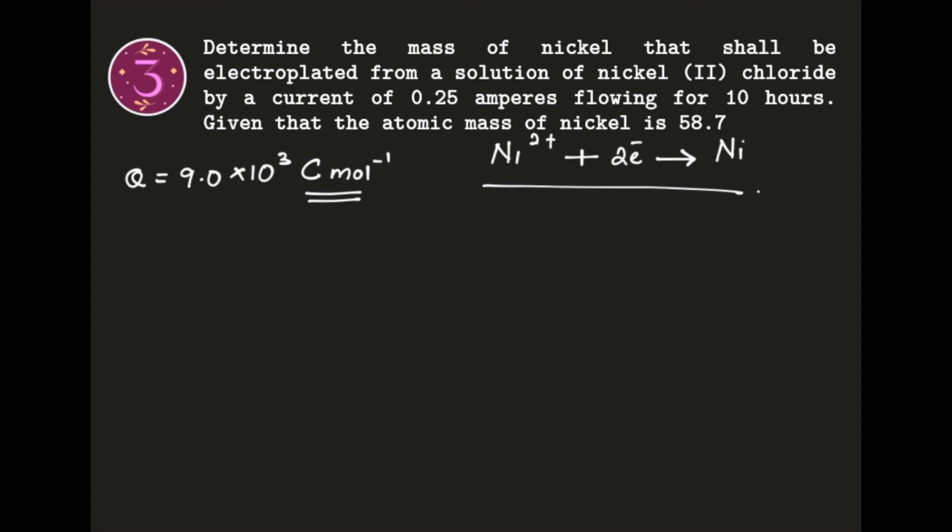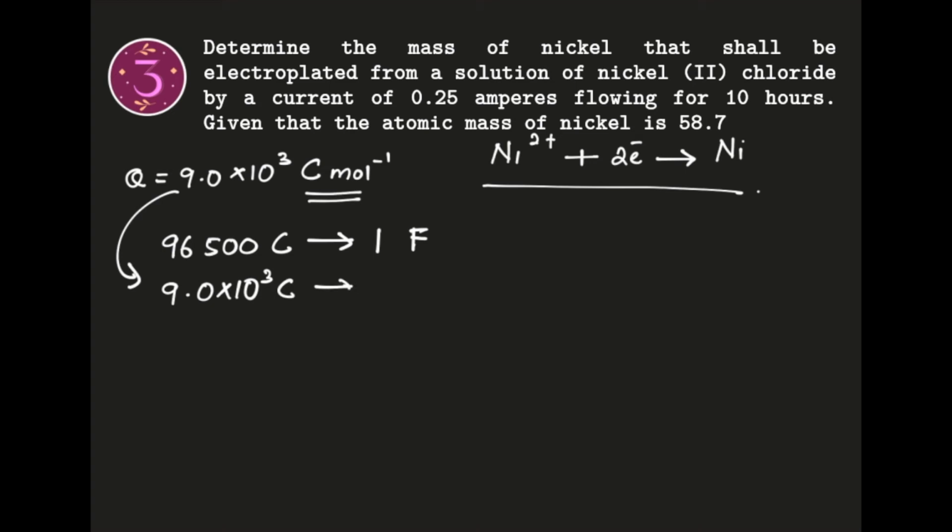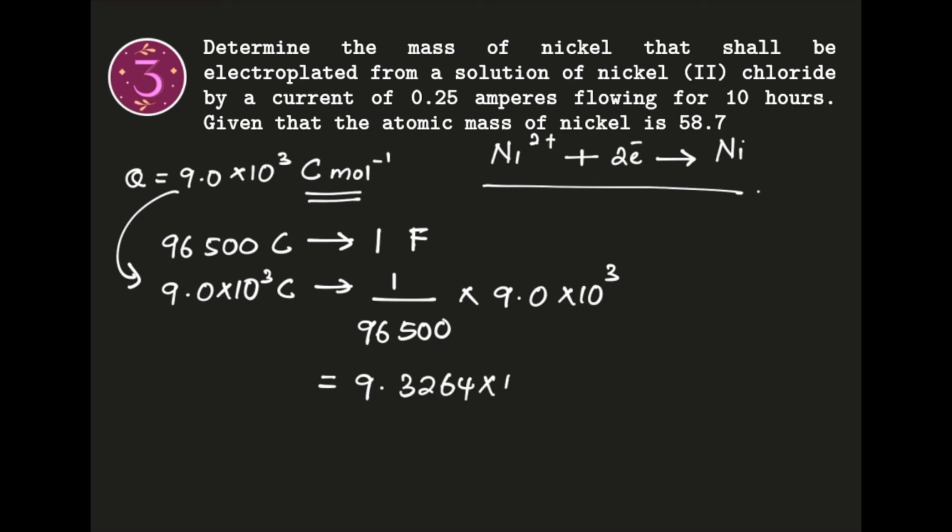So theoretically, 96,500 coulomb should be equivalent to 1 Faraday. Since you only have this much, 9.0 times 10 to the power of 3 coulomb should be equivalent to 1 over 96,500 times 9.0 times 10 to the power of 3. In saying that, we should get 9.3264 times 10 to the power of negative 2 Faraday.